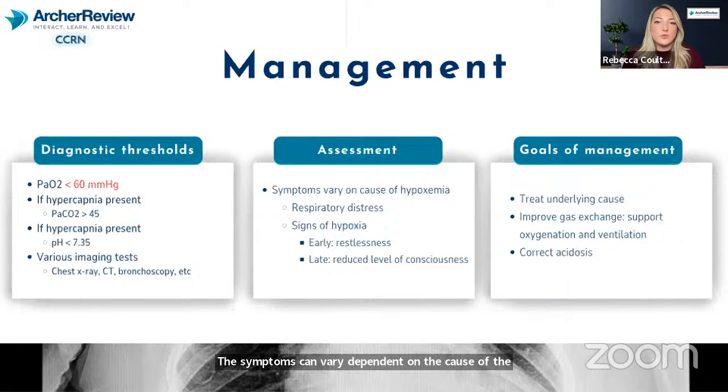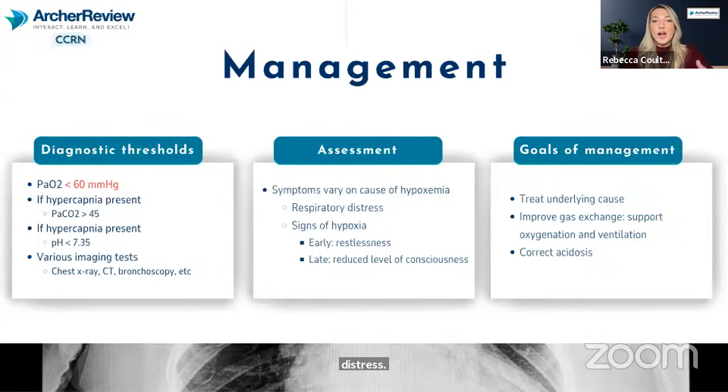Assessment-wise, the symptoms can vary dependent on the cause of the hypoxemia, but either way, we're typically going to see our patient in respiratory distress. And I'll mention that that is an early sign of hypoxia. This restlessness, respiratory distress, the patient is still trying to get as much air in as possible. If you assess a patient in early respiratory distress, they are tachypneic, they're anxious, and they are trying to get in as much air. They're probably sitting up at the edge of the bed, trying to inflate their lungs as much as possible. Now, the problem is that gets exhausting.